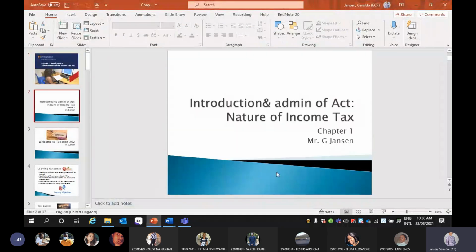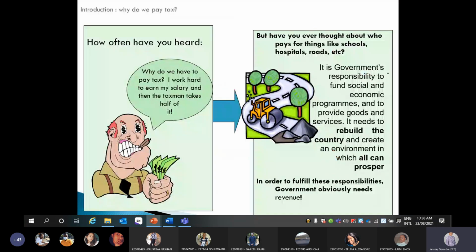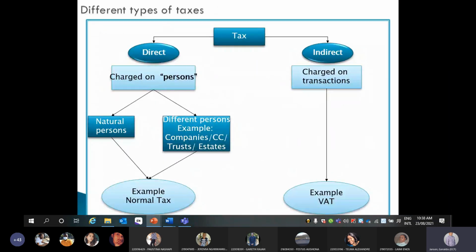We have to wrap up, guys. And today I'm not going to do any revision. I want to get to the part that we haven't covered yet. Just probably for revision purposes, in our last lecture we looked at the difference between direct and indirect taxes.